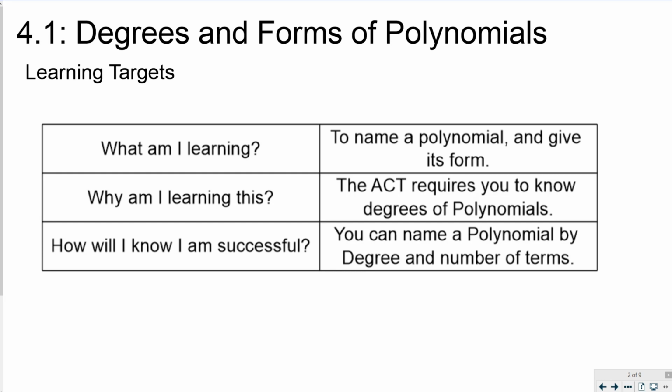We're naming a polynomial and giving its form because the ACT requires you to know the different degrees of polynomials, and you can name a polynomial by degree and number of terms if you're doing this correctly.